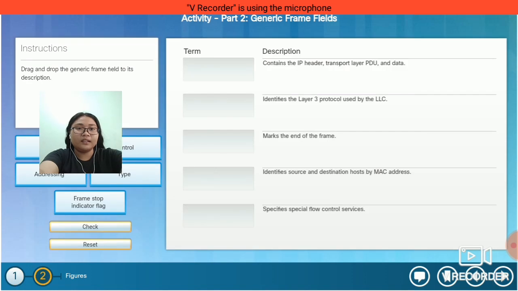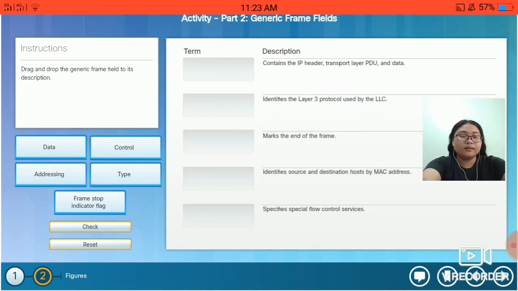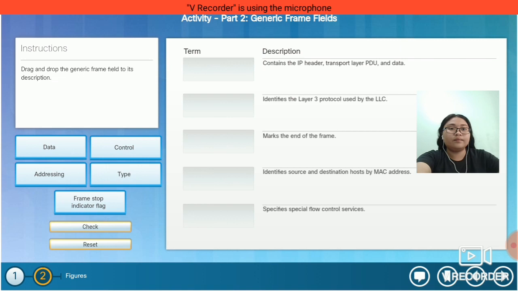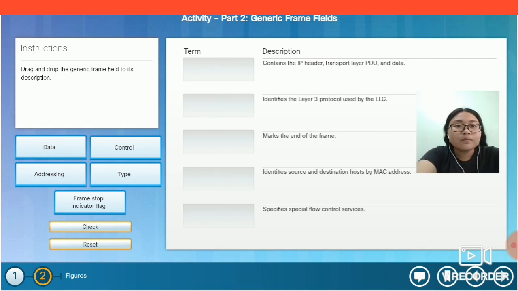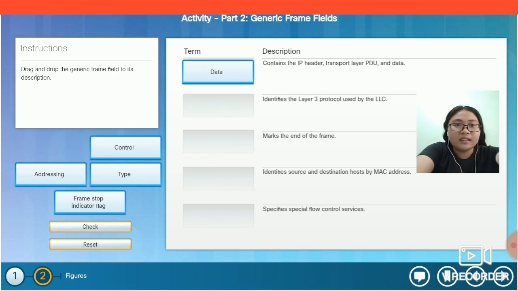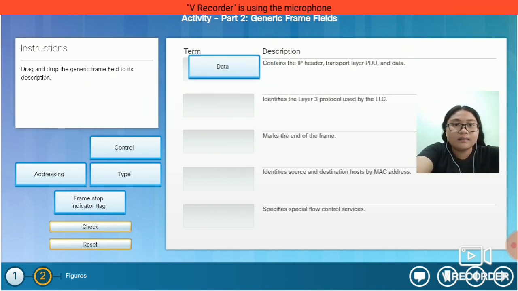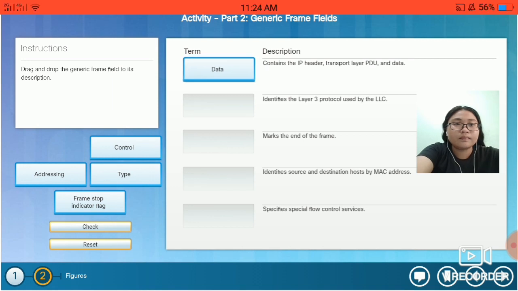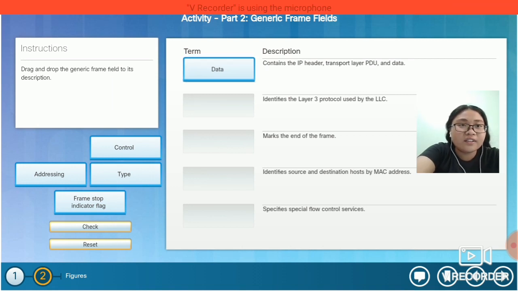And we will try this one. The part 2. The instruction: Drag and drop the generic frame field to its description. The first one contains the IP header, transport layer PDU, and data. This one is data. Identifies the layer 3 protocol used by the LLC. This one is type.